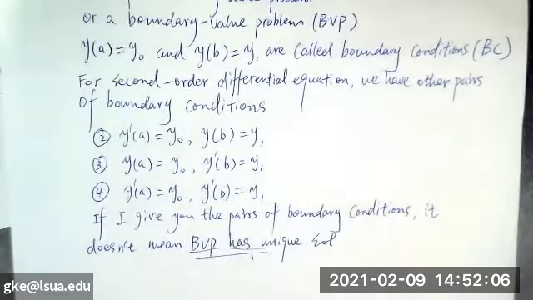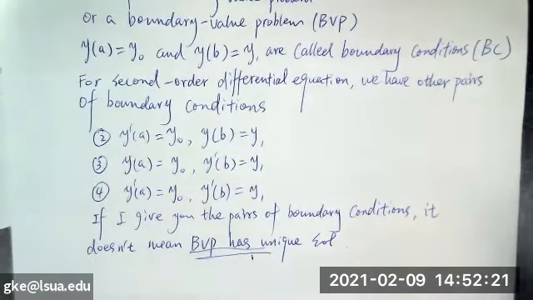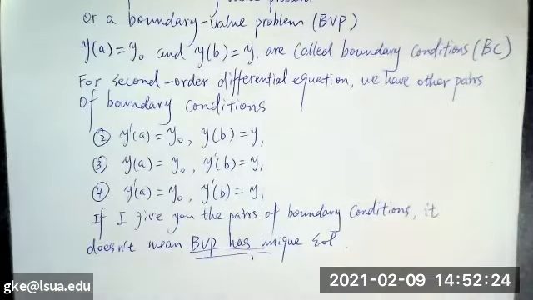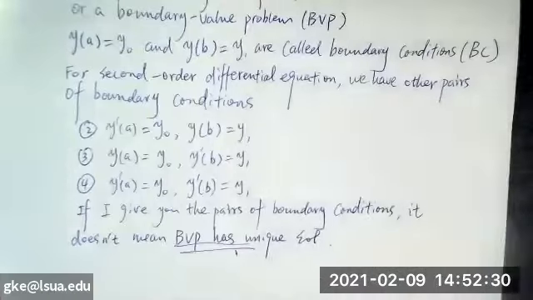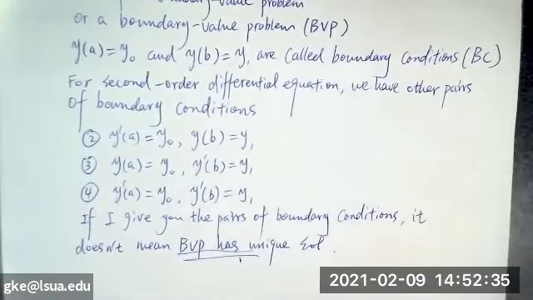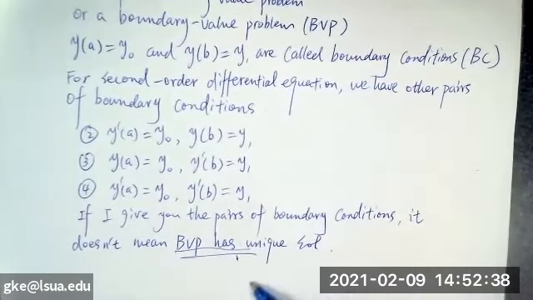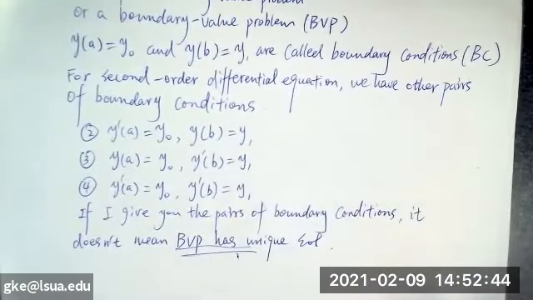Okay, that's totally different from the initial value problems. If I give you initial value problems and correspondingly the initial conditions, and if the initial conditions satisfy this theorem, we can say we have a unique solution. However, for the boundary value problems, it's not necessary that the BVP has a unique solution if I give you these 2 boundary conditions. That's a very important thing.